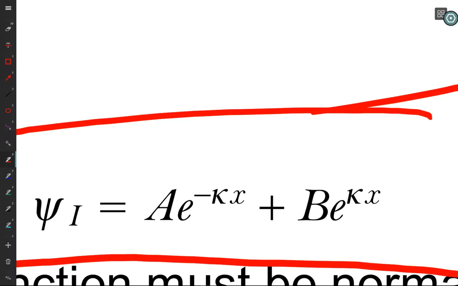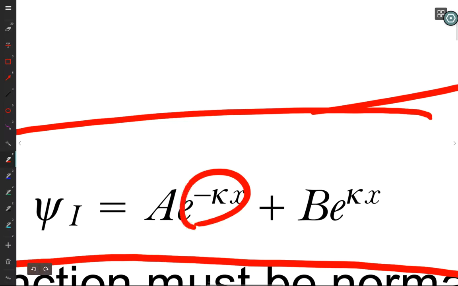Well, it goes to 0, so what survives? For it to be normalizable, it can't blow up. And psi 1 is in the region where x is going from minus a to minus infinity. At minus infinity, which one of those terms blows up? If x equals minus infinity. Oh, the minus k kappa x.